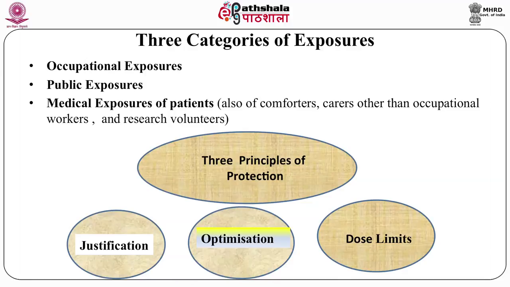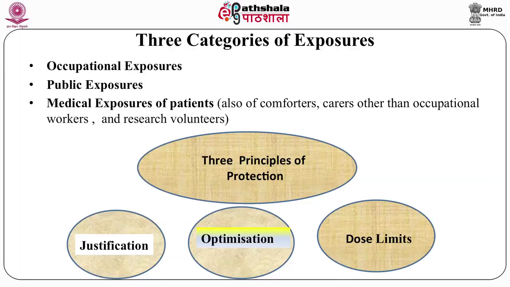And that also includes the comforters and carers of the patient, other than the occupational carers; in this case they would be relatives or friends of the patient. And of course, the research volunteers who are engaged in certain research and who know about the radiation effect may still take part in the research. So three categories: occupational exposure, public exposure, and medical exposure of patients.